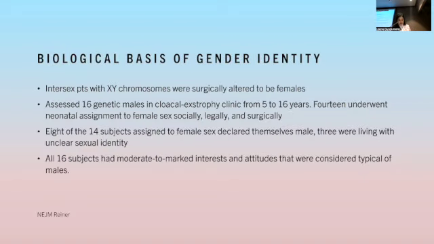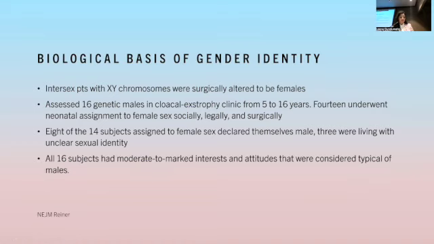So I want to highlight a study that suggests a biological underpinning for gender. This is from the New England Journal of Medicine in 2004. Cloacal exstrophy is a rare, complex pelvic defect that occurs during embryogenesis. It's associated with severe phallic inadequacy or phallic absence in genetic males. For about 25 years, neonatal assignment to the female sex had been the treatment for these males to overcome the issue of phallic inadequacy. So this study assessed 16 genetic males in a cloacal exstrophy clinic from the ages of 5 to 16.